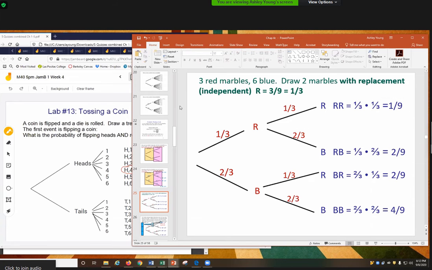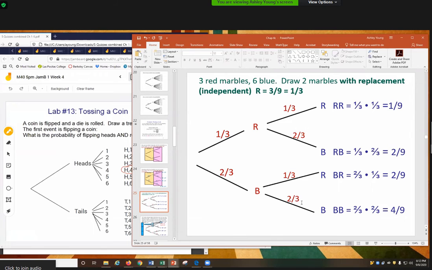One-third chance of red, red. There's 1/3 times 1/3, 1/9 chance of red, red. 1/3 times 2/3, 2/9 chance of red then blue. 2/3 times 1/3, 2/9 chance of blue then red, and 2/3 times 2/3, 4/9 chance of blue, blue.